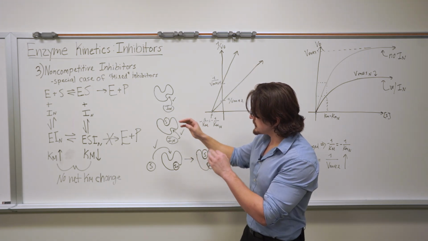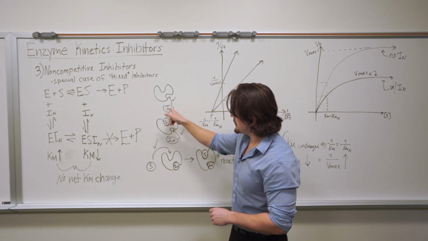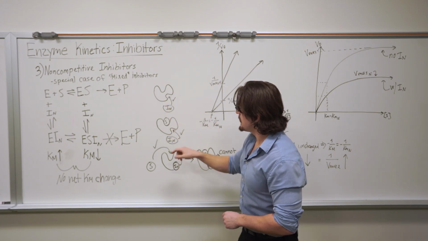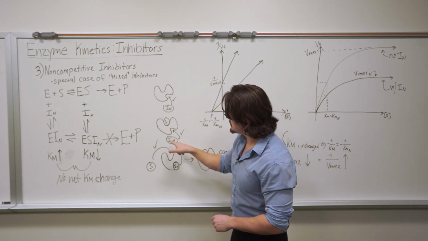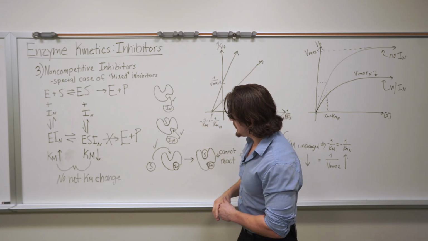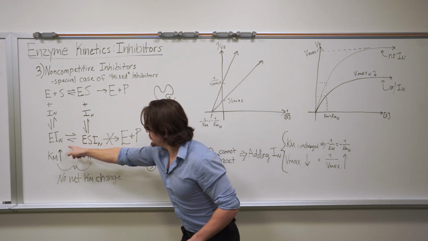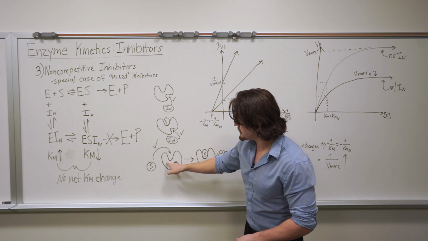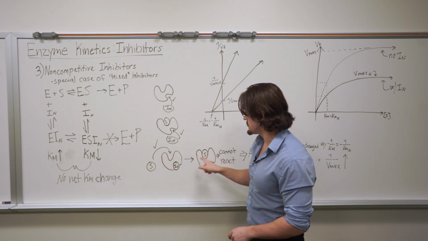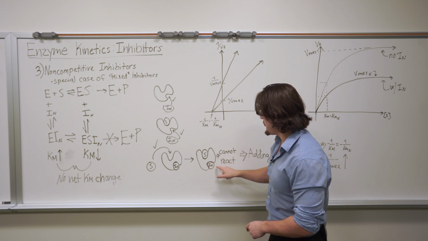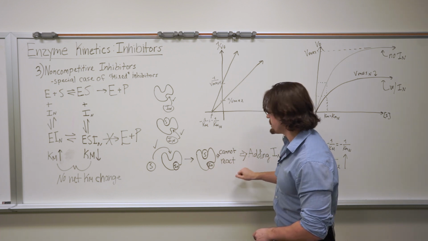But the key difference is that these non-competitive inhibitors can bind the free enzyme when no substrate is present, but also, if the substrate is present, they can still bind. So both situations are available. And then, just like we see here, if this non-competitive inhibitor is already bound, the substrate is still able to bind to form this complex. But ultimately, when this complex is formed, it cannot react, okay?